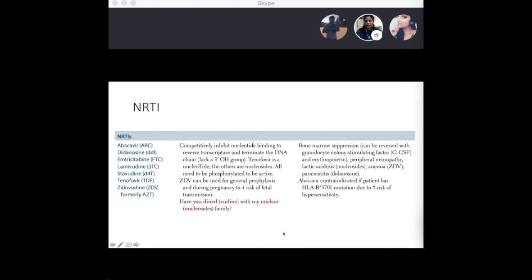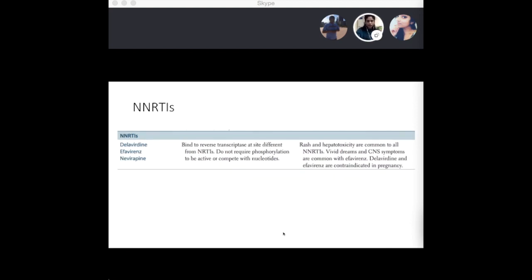That's something different. Okay. The NNRTIs, this is going to be a drug that's going to target reverse transcriptase. So it's not going to allow incorporation into the DNA chain. So it inhibits reverse transcriptase is the whole idea. So inhibiting reverse transcriptase will inhibit the process of double-stranded DNA from being made.